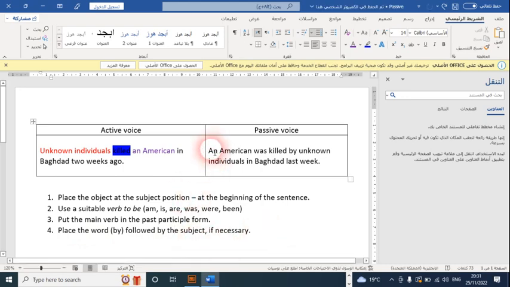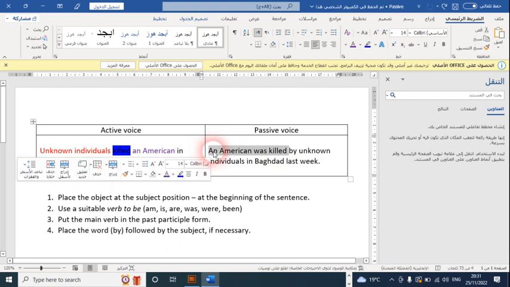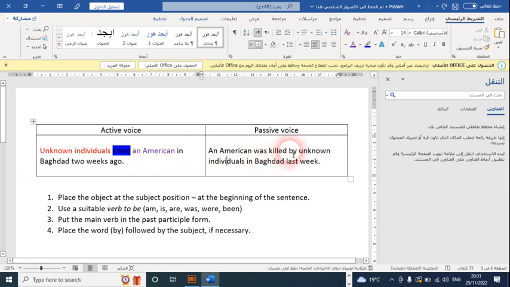Sometimes we can say "an American was killed." This can be complete. Maybe sometimes there is no need to add this part.